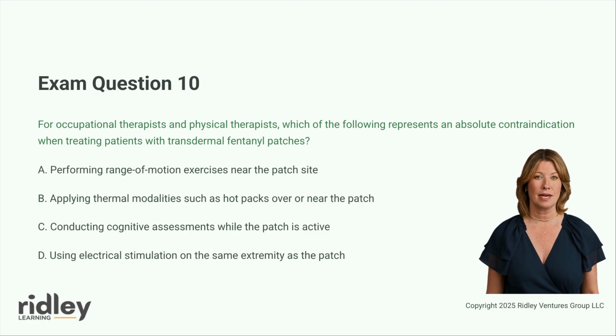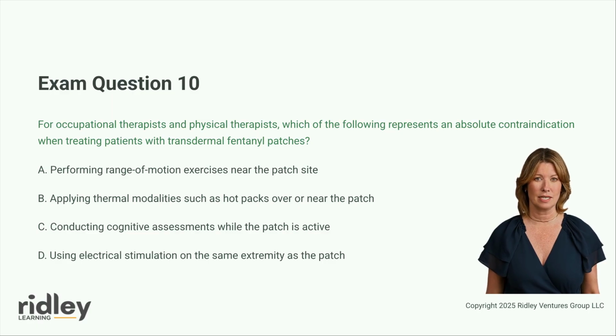The mechanism behind this danger is well understood. When heat is applied to the skin overlying a fentanyl patch, it causes vasodilation, which is a widening of the blood vessels beneath the skin's surface. This vasodilation dramatically accelerates the rate at which fentanyl is absorbed into the bloodstream, producing a massive and rapid spike in drug levels that can lead to a potentially lethal overdose and respiratory depression.